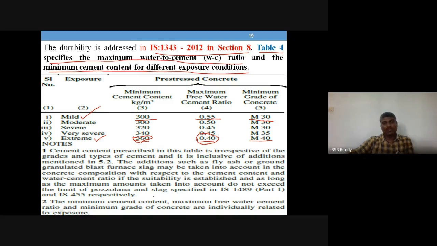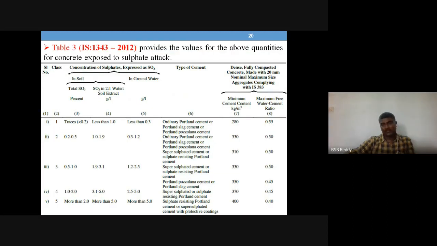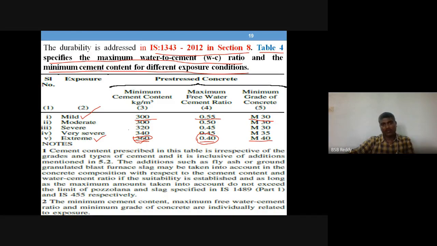These are the notes that you have to clearly follow. Next, Table 3 of the IS code provides the values for the above quantities for concrete exposed to sulfate attack. So this is another table in the IS code. As I said, you don't need to worry about remembering all these things. You have to always verify the IS code for the information.